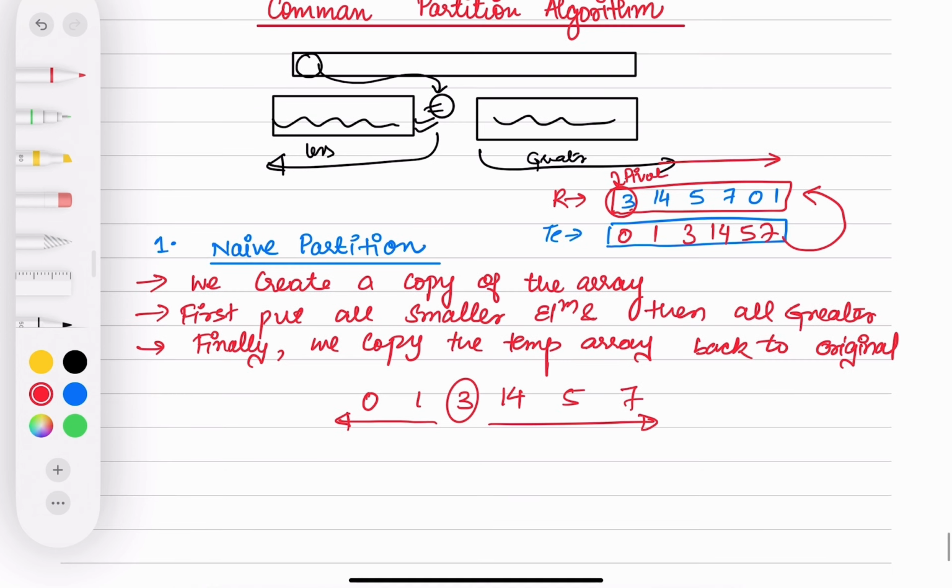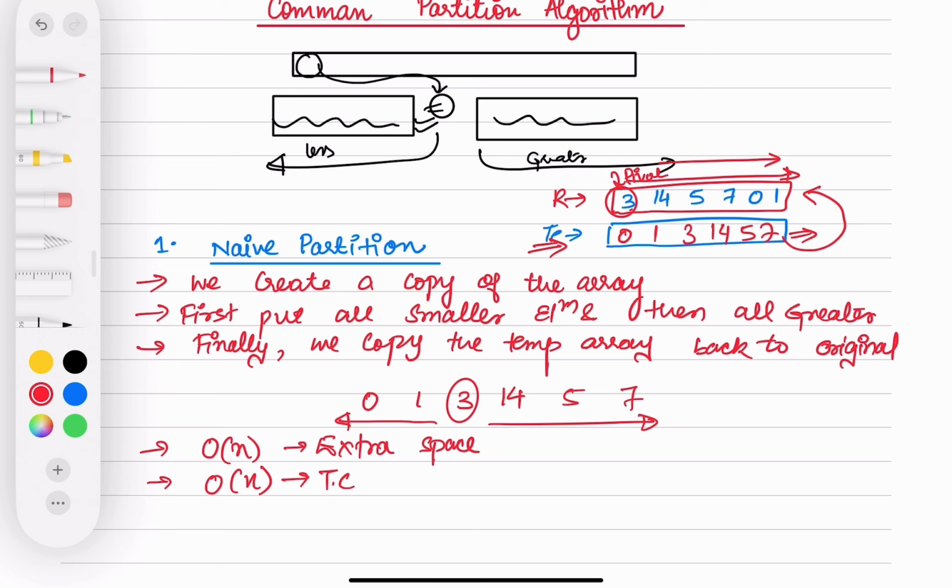If you see, it requires extra space. What is the space needed? It needs O of n extra space, that is for the temporary array. And what is the time complexity? You just need to iterate once, so that is O of n time complexity. So this is what Naïve partition is all about.